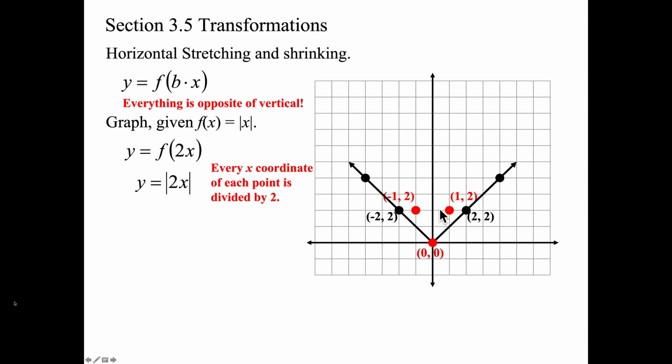So you can see now we're starting to horizontally approach the y-axis. We're shrinking it towards the y-axis. These points at negative 4, 4, and 4, comma 4. Again, take the x coordinates, divide them by 2. That puts me at negative 2, 4, and 2, comma 4. Again, these points are shrinking horizontally towards the y-axis. And there's my graph.